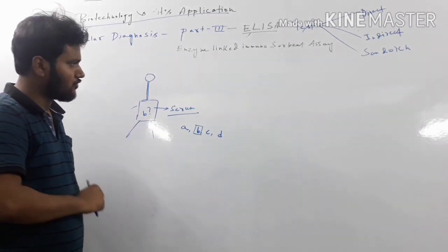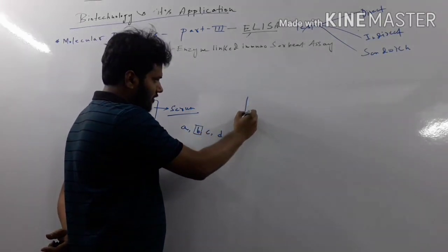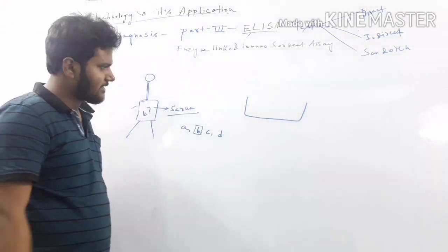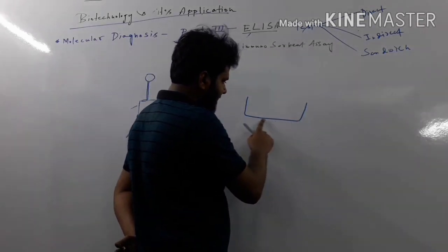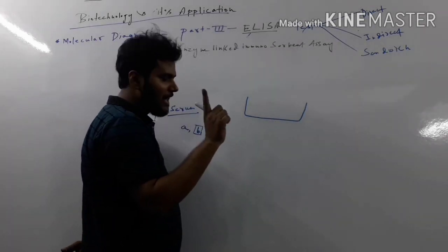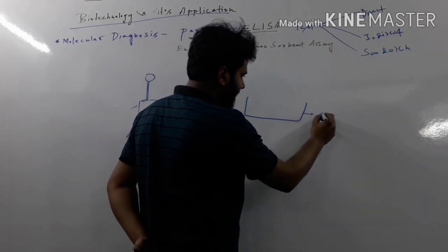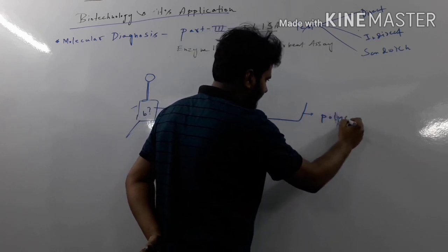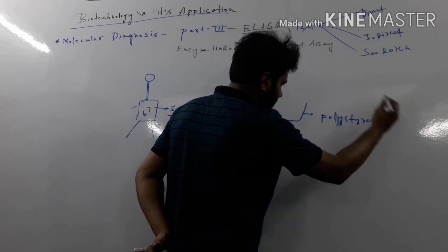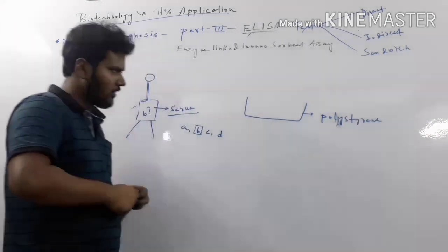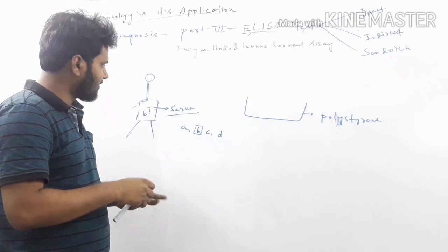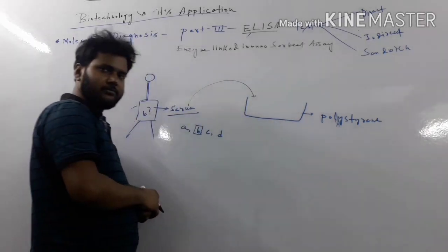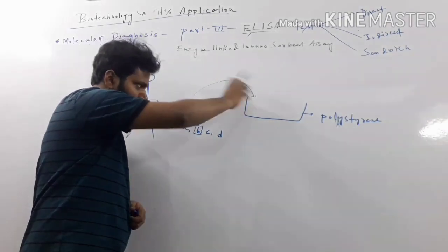So first, there is an ELISA test plate. This ELISA test plate is basically made of plastic, and it is made of polystyrene. At the first step, we have to deposit the serum here, pour the whole serum here.